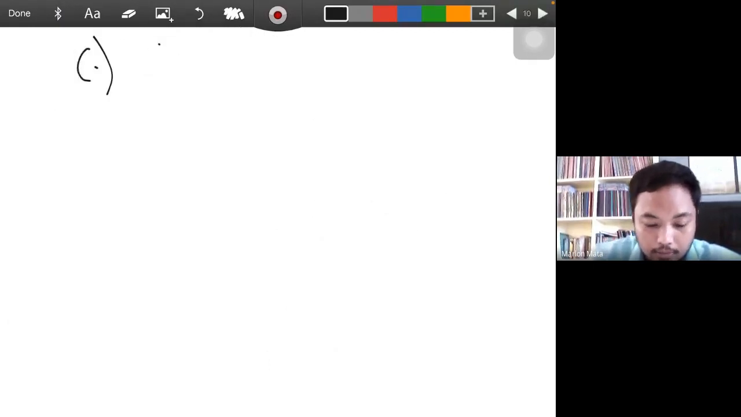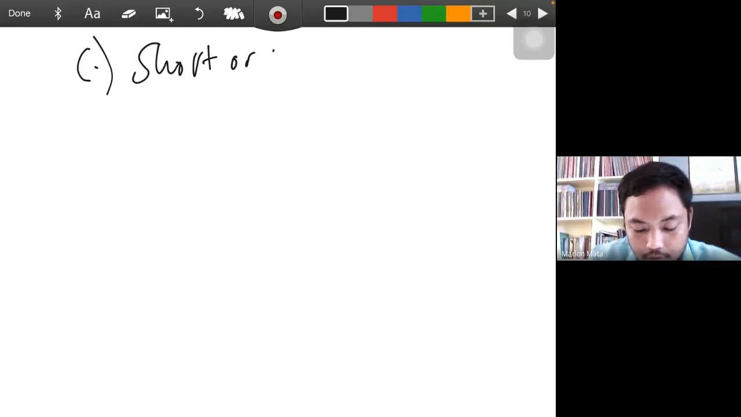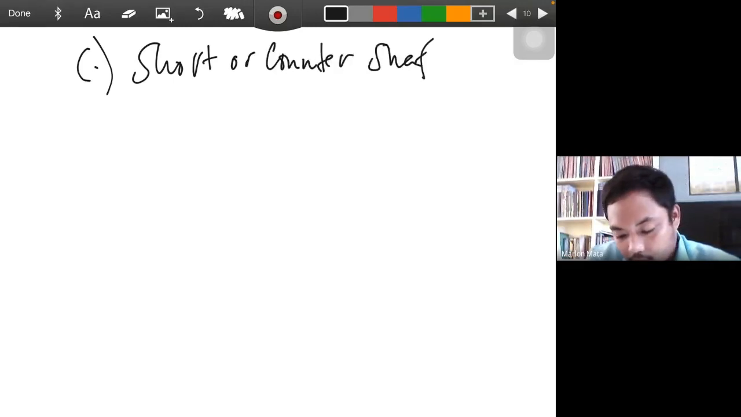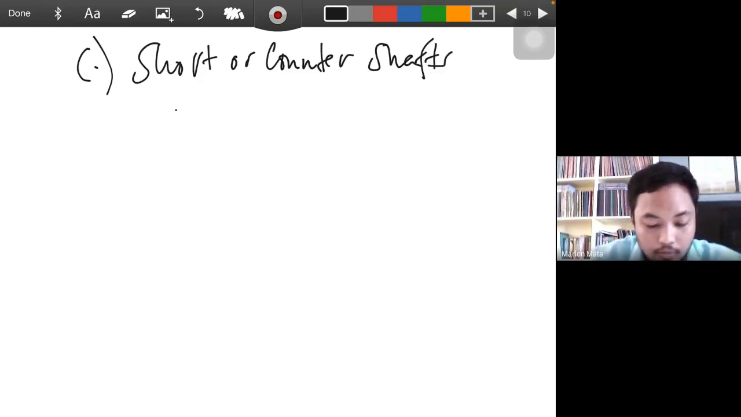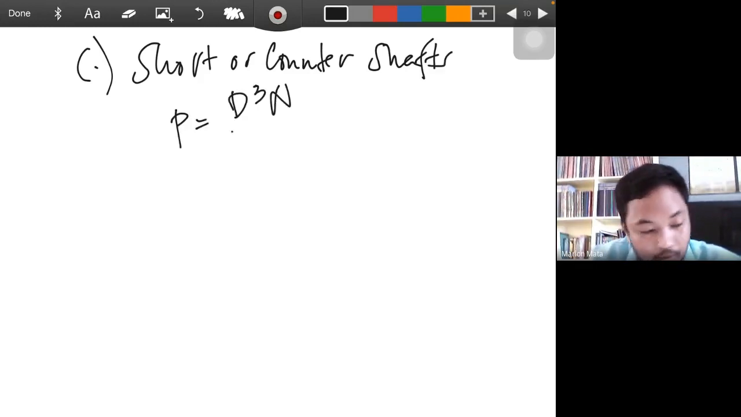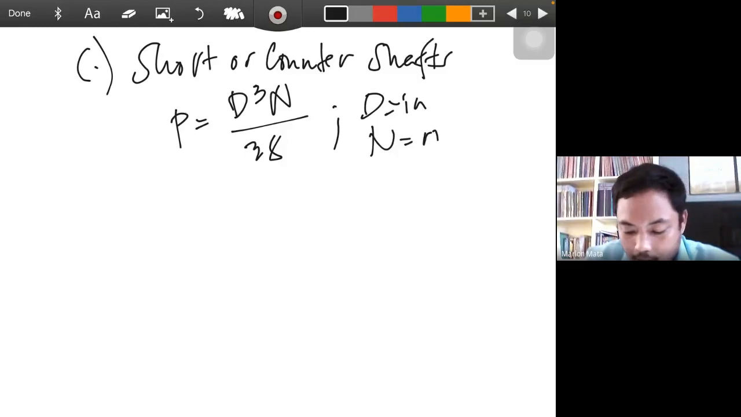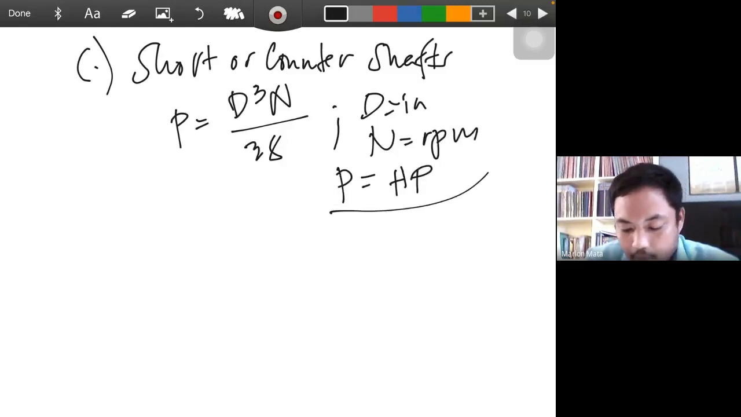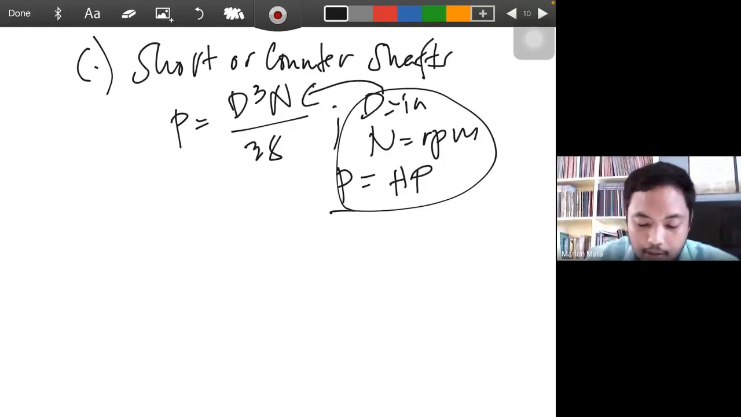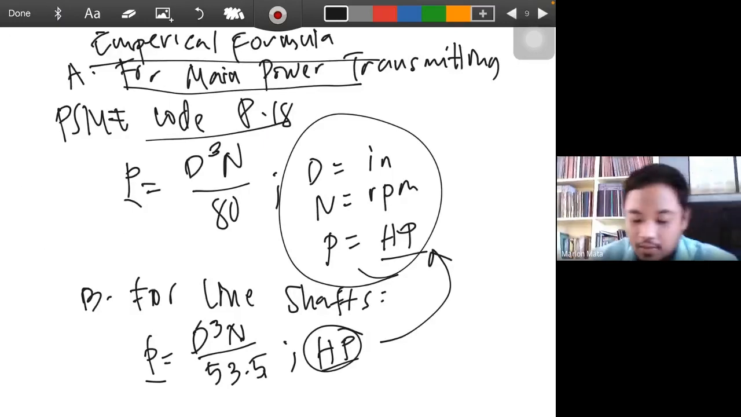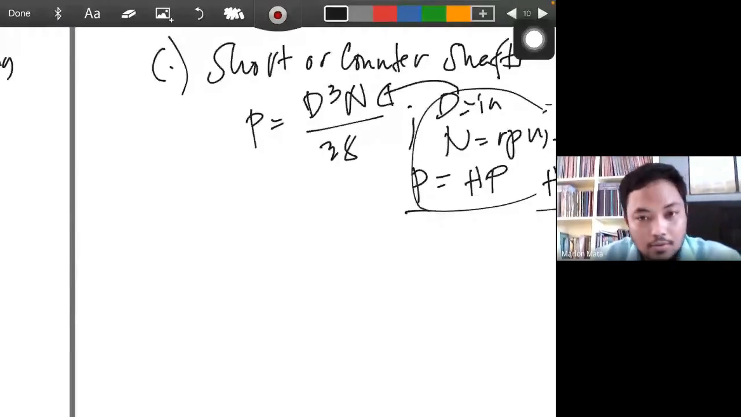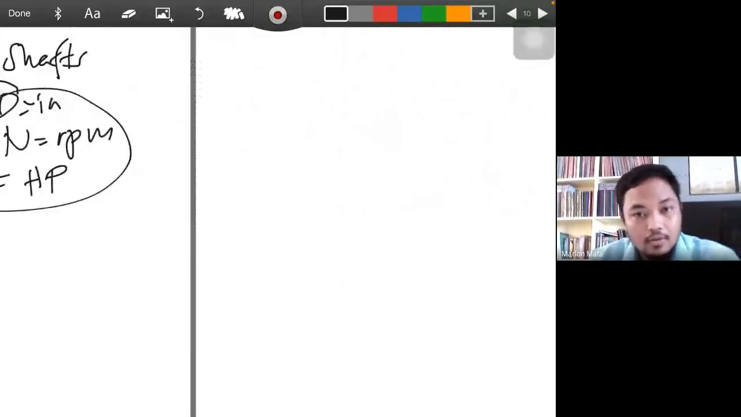C is for short shafts, for counter shafts. For counter shafts, we have that the power is D cube N over 38. Again, the diameter is in inches, N is in RPM, and of course, the power is in horsepower. It doesn't make any sense, but just plug it into the code. That is their formula. There are other empirical formulas that you need to familiarize yourself with, or as much as possible, memorize, because these formulas are important, especially in the board exam.